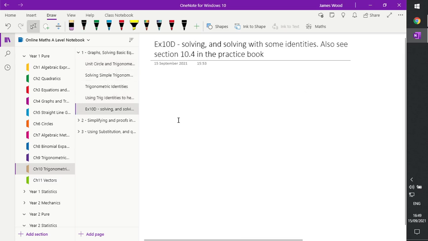Okay, to practice solving some equations that look like this, and practice solving some equations where you have to use an identity first as well, have a look at exercise 10D in the book. If you want some extra questions as well, you can have a look at section 10.4 in the practice book as well, because I find that students quite like to have just lots of questions to practice this skill.